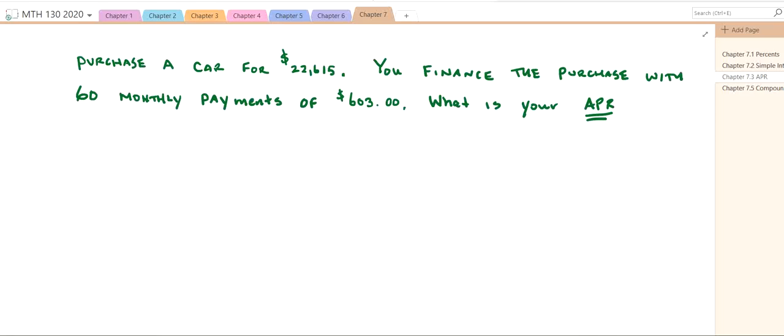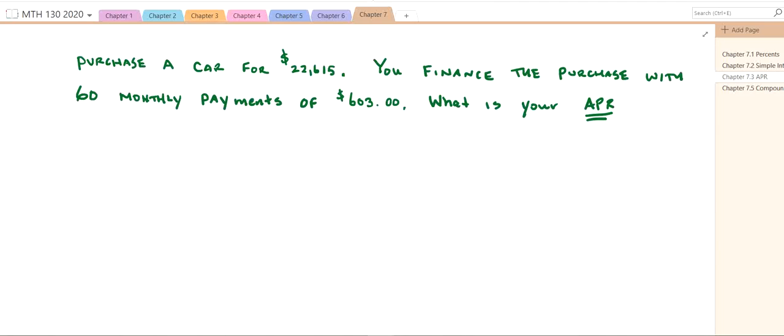Okay, let's do an APR example, annual percentage rate example. So you purchase a car for $22,615, and you finance that purchase with a 60 monthly payment loan of $603 a month, again for 60 months. What's your APR there then?